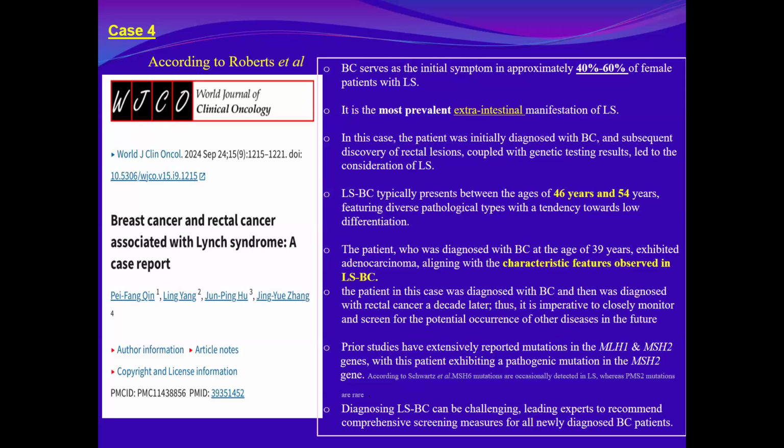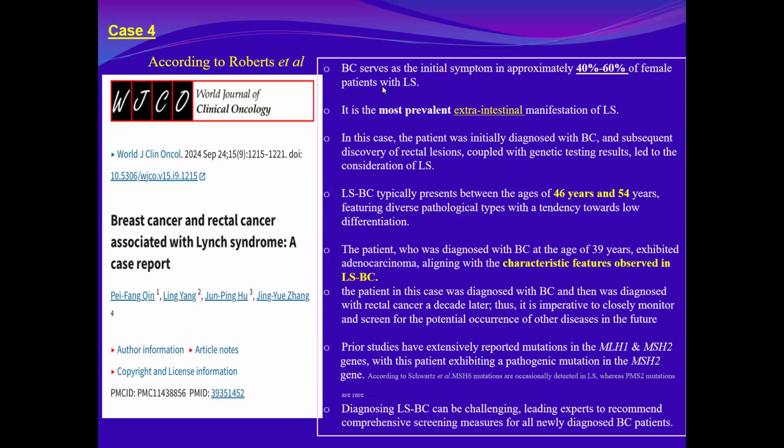The patient in this case was diagnosed with breast cancer and then was diagnosed with rectal cancer a decade later. Thus, it is imperative to closely monitor and screen for the potential occurrence of other disease in the future, and prior studies have extensively reported mutations in the MLH1 and MSH2 genes in a case of breast cancer. They mean with this patient exhibiting a pathogenic mutation in the MSH2 gene.